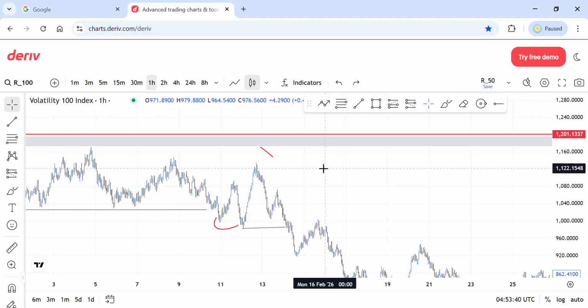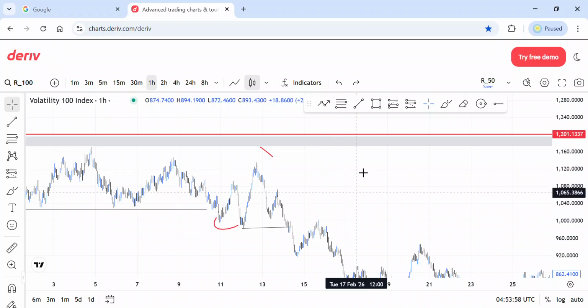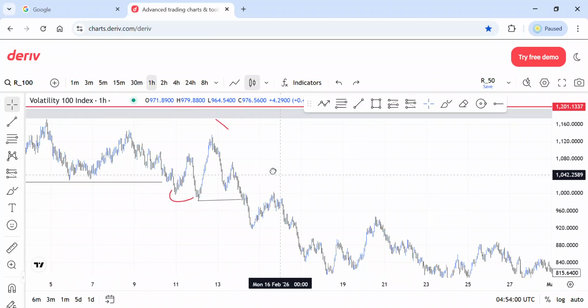But if you don't really understand how market structure works, how market structure moves, you will definitely be losing a lot of trades, because sometimes market is not going to come back to your supply or demand zone. You just see market moving in your direction. You will be like, wow, bro, I missed this trade. This market is not coming back to my order block. So you need to understand market structure quite well.